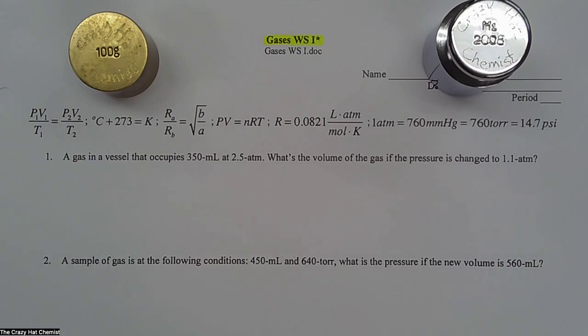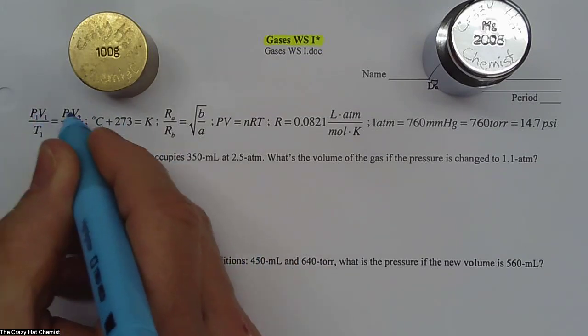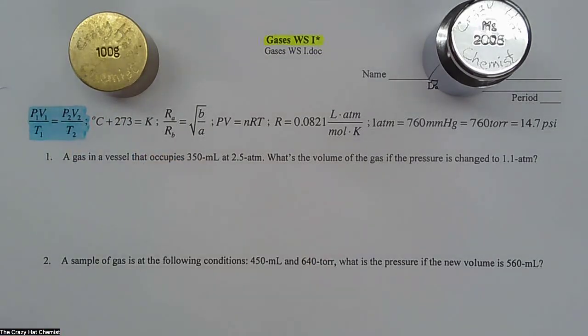First of all, what we need to do is go over a few of the equations and relationships written down at the top of this worksheet, because that's going to be very critical. The first one is P1 V1 over T1 equals P2 V2 over T2. This relationship is called the combined gas law or the general gas law, and it can also work with Boyle's, Charles's, and Gay-Lussac's law. P is for pressure, V is for volume, and T is for temperature.